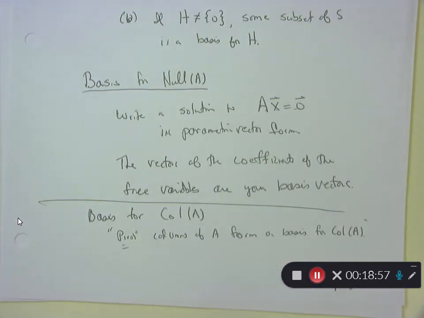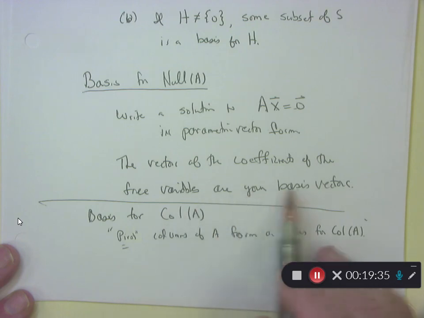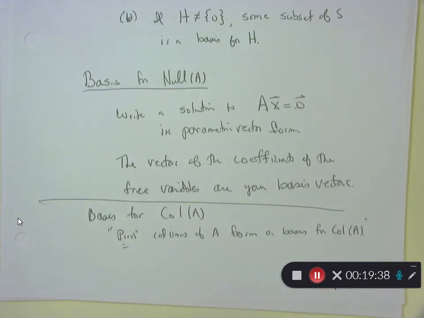So let's go through the steps. You take matrix A, you augment it with 0, if you like, and then you reduce it to row echelon form, and then you rewrite it as equations and solve for the pivots. You get the pivot variables equal to a bunch of terms that have free variables in them. Does that make sense? Then you pull out those free variables, and you've got the coefficients, which create your basis for the null space. So the vectors of coefficients of the free variables are the basis vectors. It's what we did to create the basis vectors.